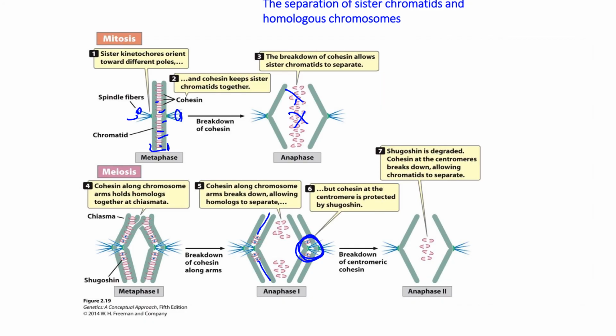and travel together to one pole. Now, after anaphase 1, shugoshin is broken down, and therefore, during anaphase 2, cohesin is no longer protected and can be broken down, allowing each sister chromatid to travel to a different pole. So remember the function of cohesin and shugoshin in chromatid alignment and separation.